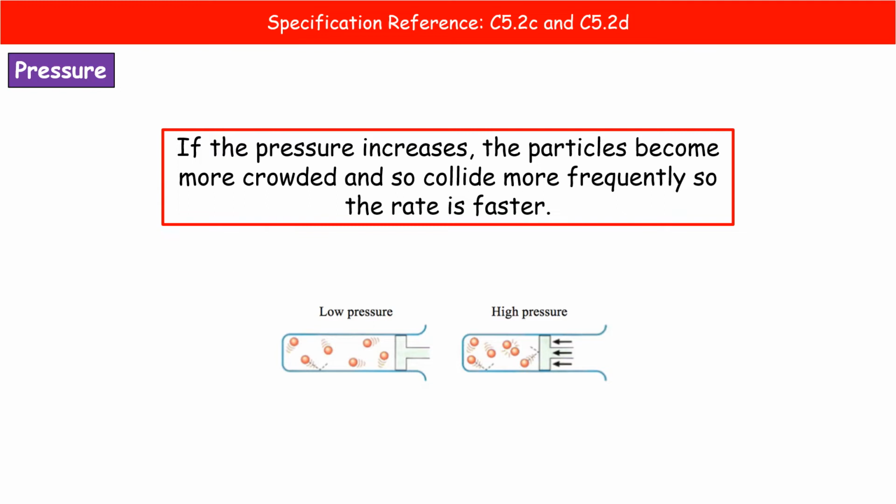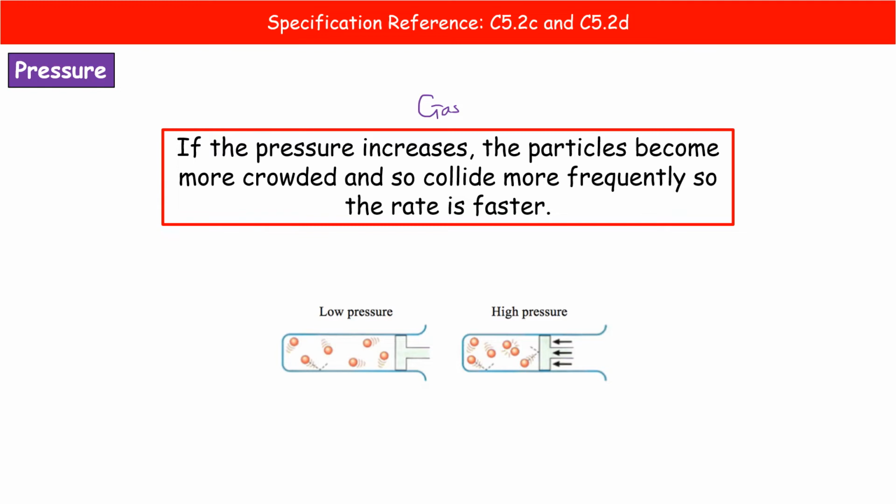Our third factor, pressure. This is going to be in a gas that we are talking about, pressure. The pattern, if the pressure increases, then our rate of reaction is going to increase because the particles become more crowded, so they have more frequent collisions.